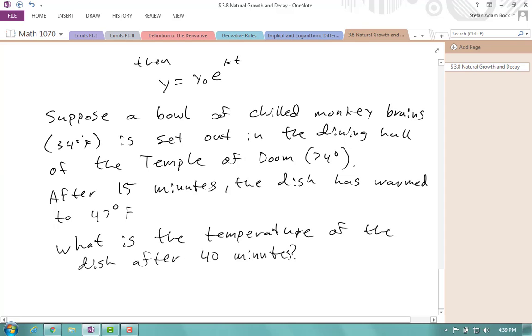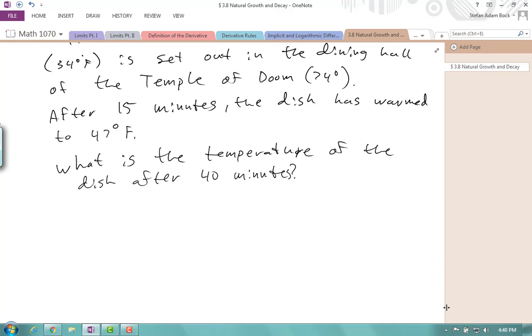we'll suppose a bowl of chilled monkey brains, a delicacy, initially at 34 degrees Fahrenheit, is set out into the dining hall of the Temple of Doom, which has an ambient temperature of 74 degrees. Because of all the fire. It's really warm in there. Now, after 15 minutes, the dish has warmed to a temperature of 47 degrees Fahrenheit. And I want to know what is the temperature of the dish after 40 minutes.